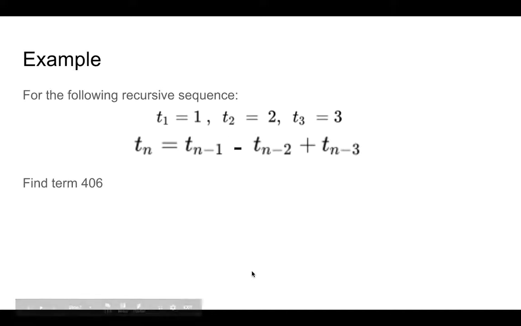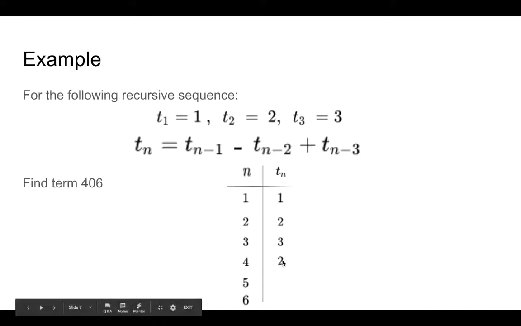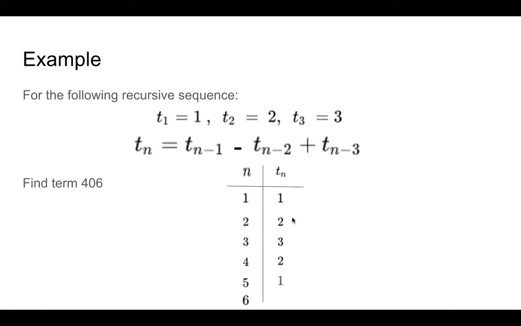Similar idea here. We start writing out the sequence. We have 1, 2, 3. Term n is the term before, which is 3, minus the term before that, which is 2. So 3 minus 2 plus 1, so the next term would be 2. We just keep doing that. This term minus this term is negative 1, plus this term is positive 1. This term minus this term is negative 1, plus this term is positive 2. We notice that every even term is 2. So 406 has to be 2.